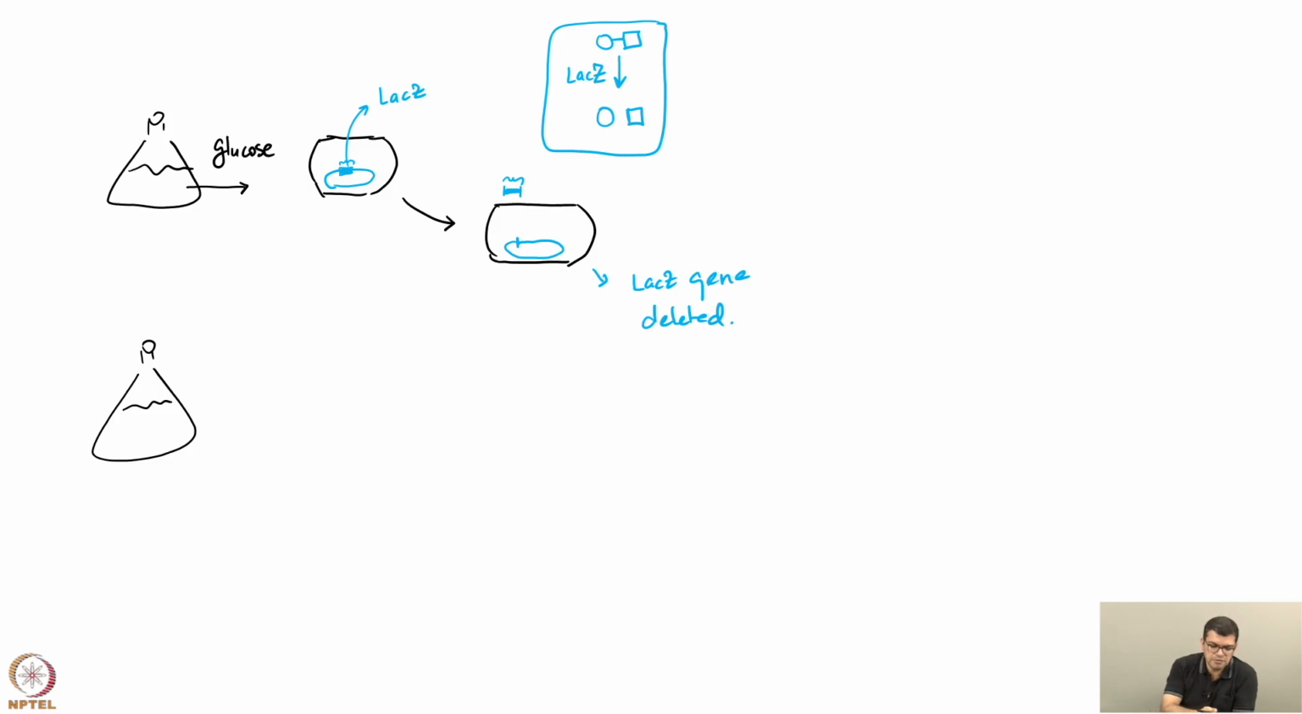In this environment in which I am doing this experiment, lactose is not present and glucose is present. So, the gene was not even being transcribed. So, the LAC-Z gene is deleted, and as a result, because it was a gene that was not being utilized in that environmental context at all, this is a neutral mutation.